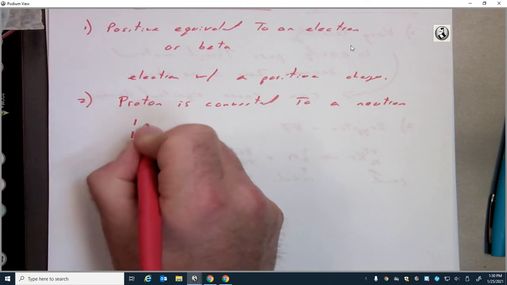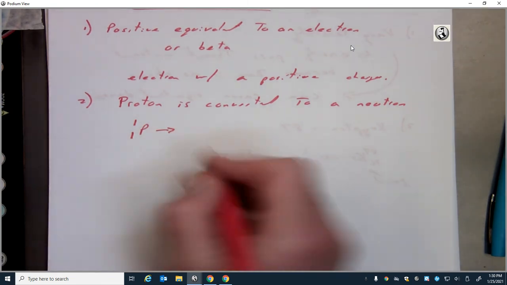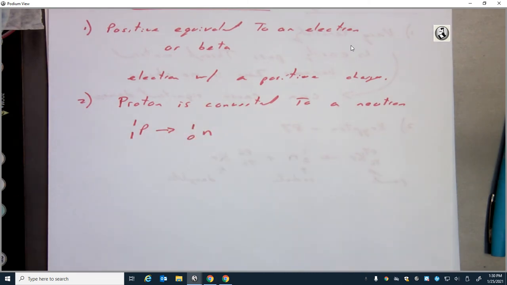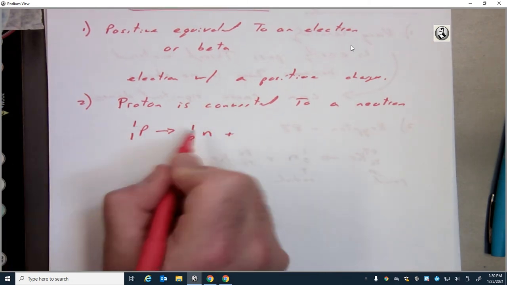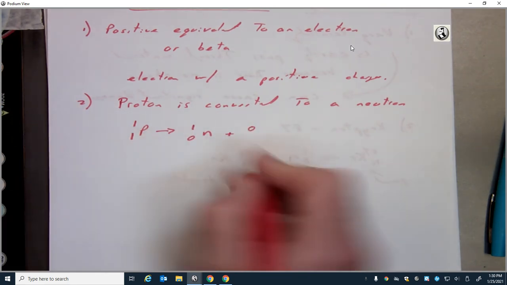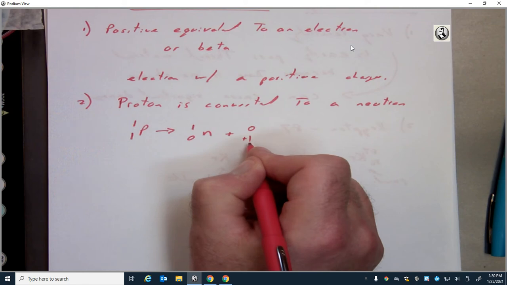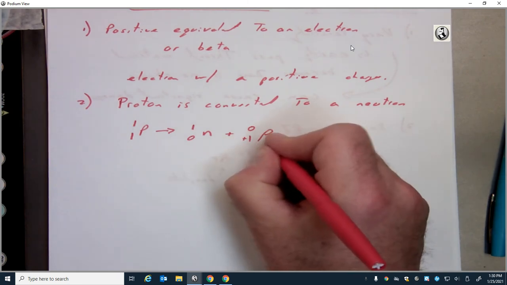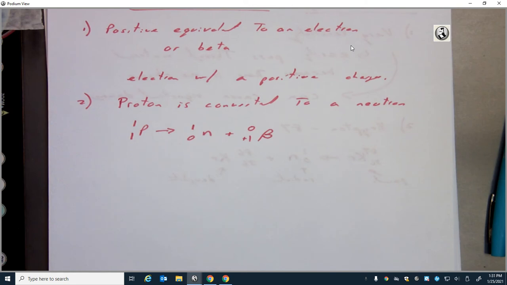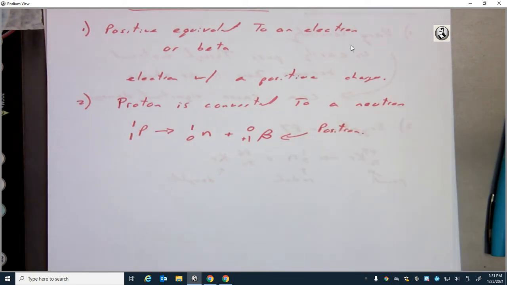So if we start with that symbol for a proton, it goes through decay, but it's going to produce a neutron. So we've got 1, 0, n. Now if we subtract to balance this out, 1 minus 1 is 0, so it has no mass. 1 minus 0 is plus 1 still. So we have a particle with no mass with a positive charge. And that would be our positron. That's our positron.